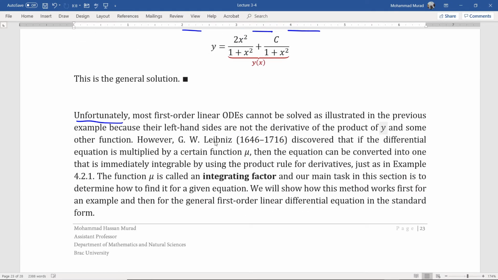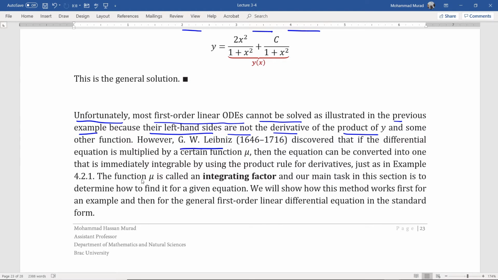Unfortunately, most first-order linear ordinary differential equations cannot be solved as illustrated in the previous example because their left-hand sides are not the derivative of the product of y and some other function.